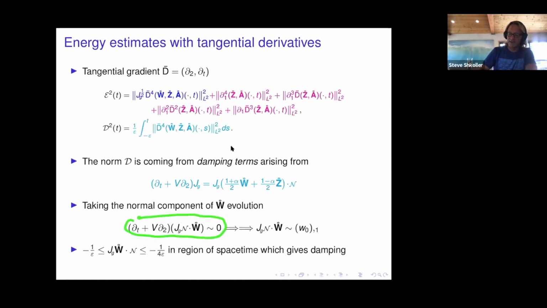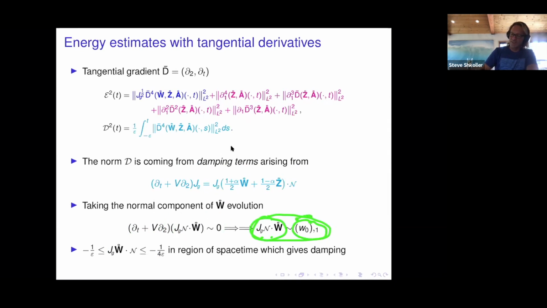modulo some really tiny terms, you basically get this beautiful identity that, again, think of V as 0, the time derivative of JG n dot W is 0. And this is telling you a very beautiful identity. This is as close to one-dimensional dynamics as we can get. It's telling you that JG times n dot W math ring is going like the initial data. So this quantity is smooth.